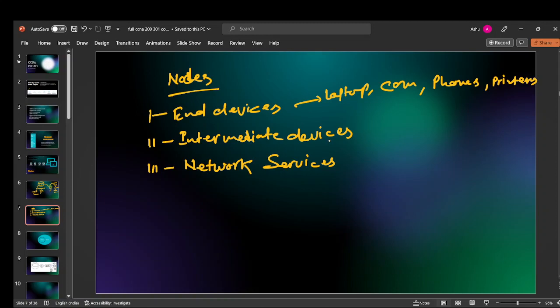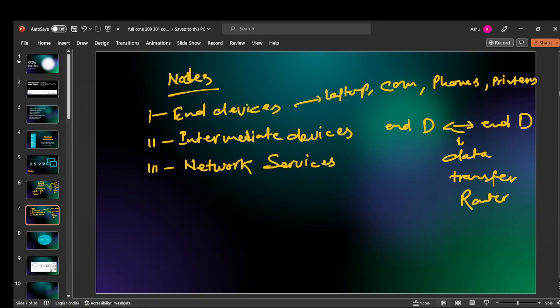Clear? Now the second one is intermediate devices. What are intermediate devices? These devices facilitate data transfer between end devices. That means between end devices there is an intermediate for data transfer. Clear? So intermediate devices provide the platform for data transfer between end devices, such as routers, switches, and firewalls.